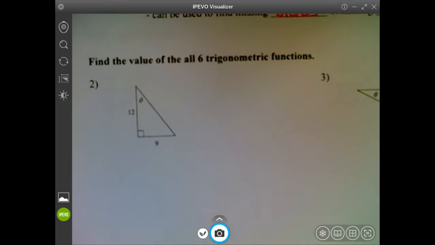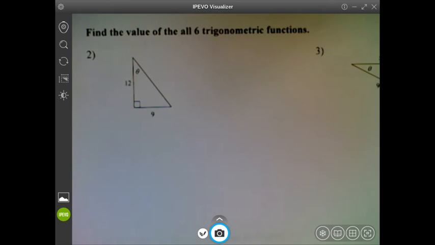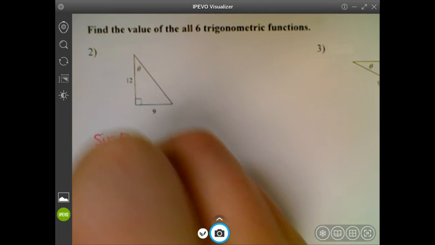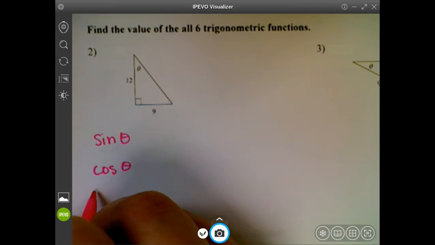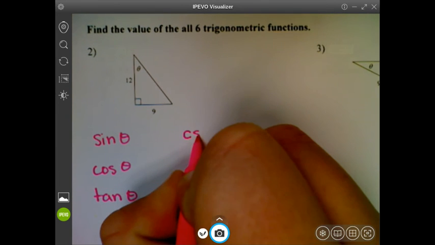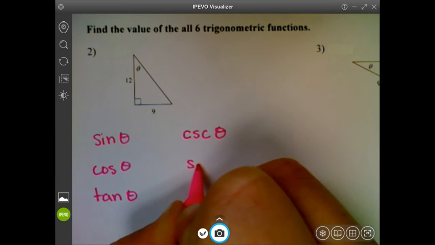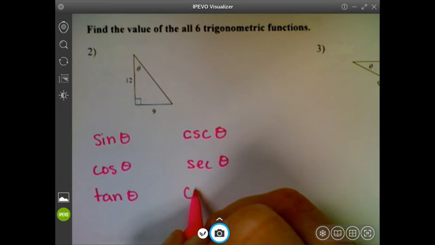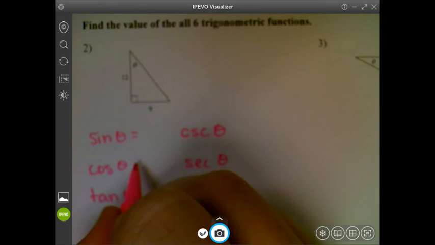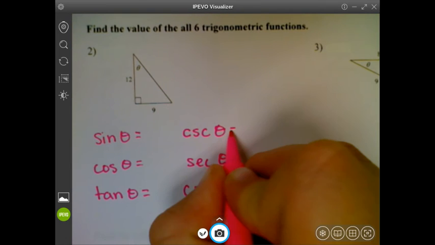All right. We're going to go ahead and find the value of all 6 of the trig functions. So we're looking for the sine of theta, the cosine of theta, the tangent of theta, the cosecant of theta, the secant of theta, and the cotangent of theta. And we're going to say what all of these relationships are equal to.